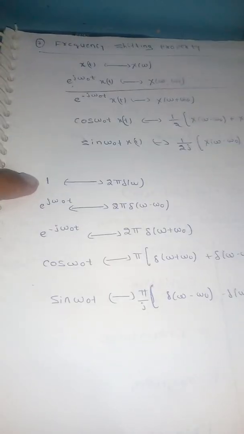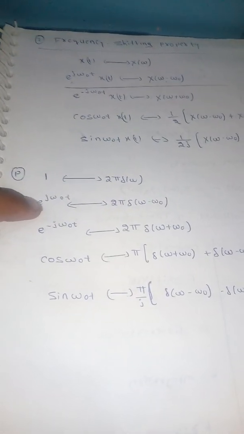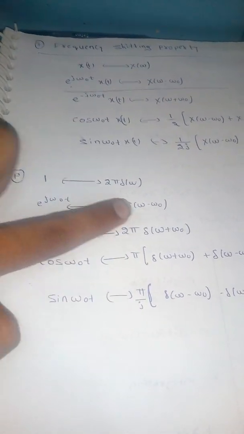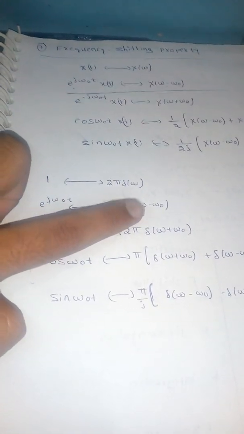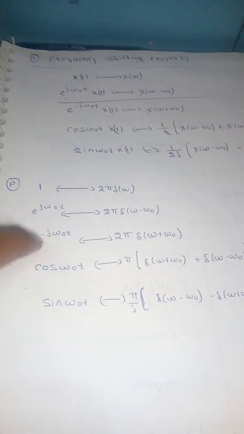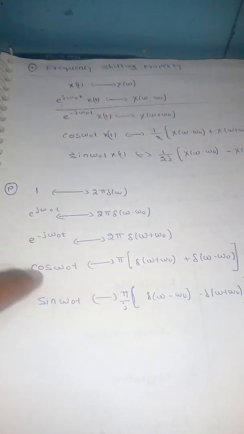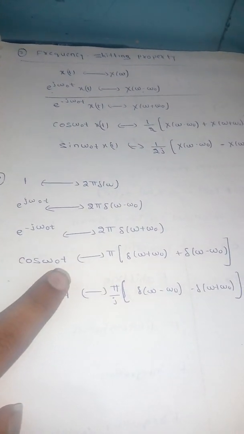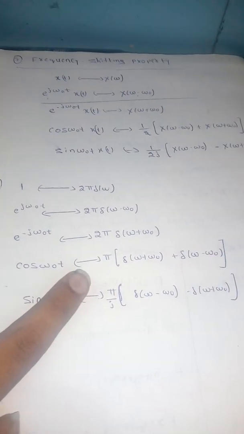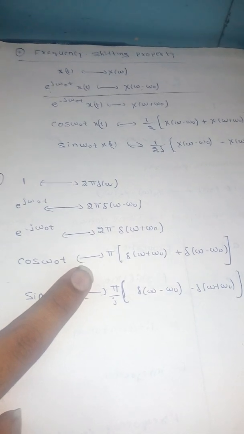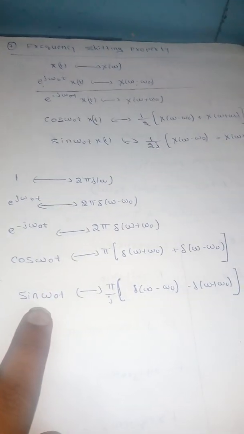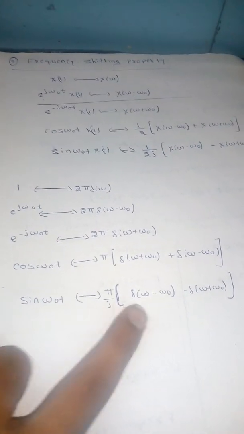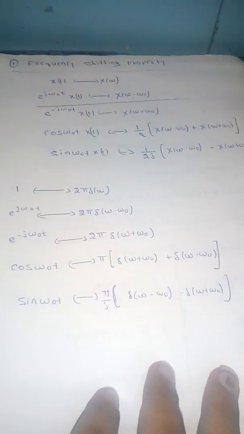We have one Fourier transform as 2 pi impulse of omega. Then with frequency shifting, impulse of omega minus omega naught means here plus e power j omega naught t. Here plus means here minus. Similarly, we write cos omega naught t Fourier transform is pi times impulse of omega minus omega naught plus impulse of omega plus omega naught. Sin omega naught t equals pi by j impulse of omega minus omega naught minus impulse of omega plus omega naught.